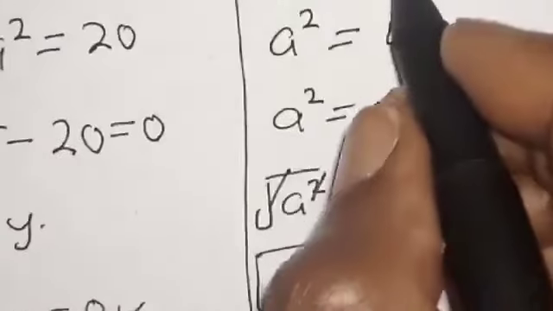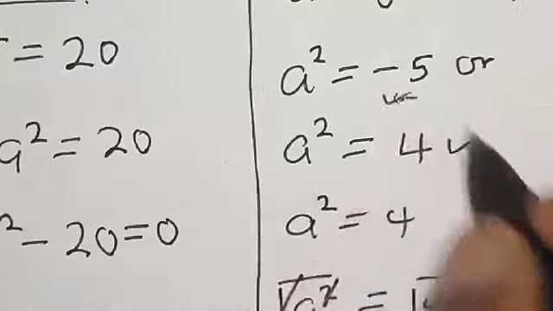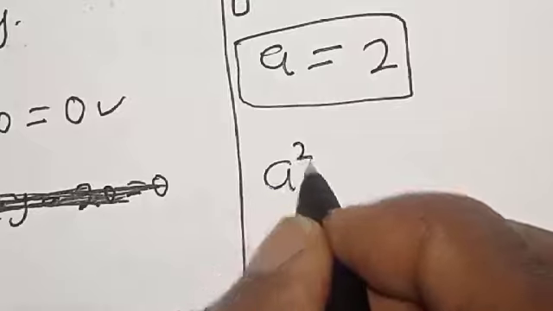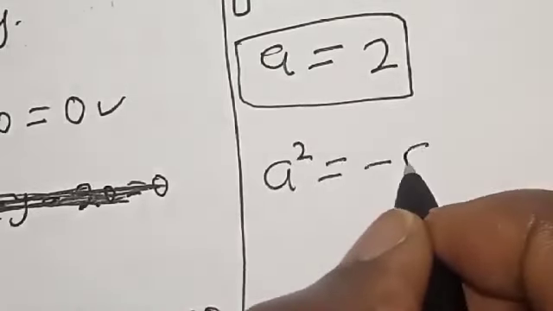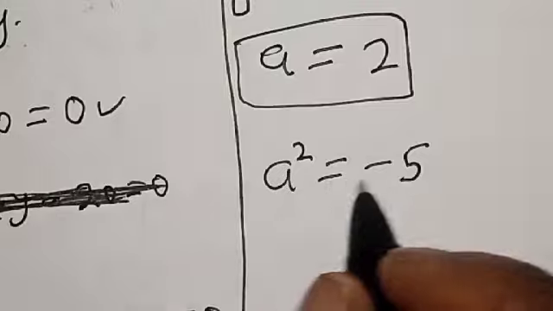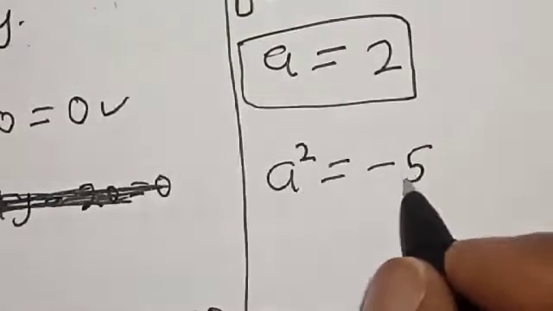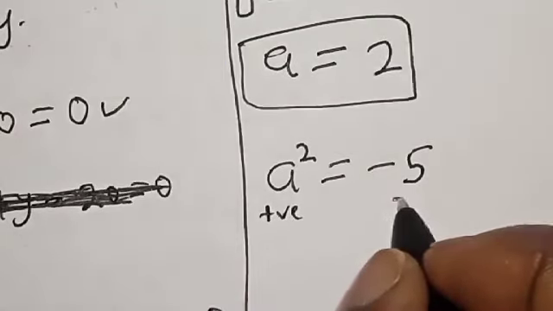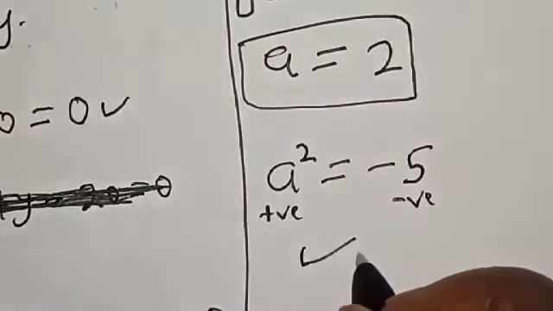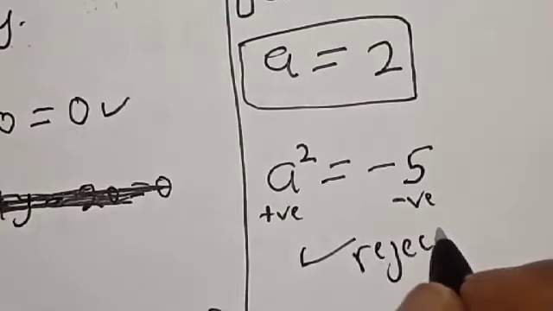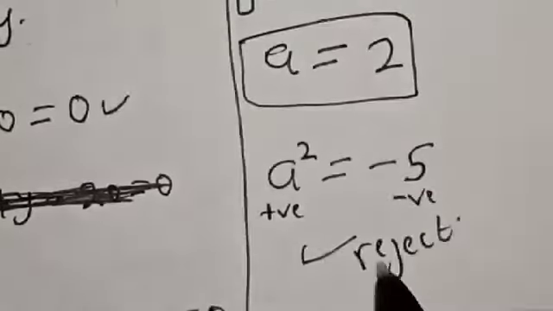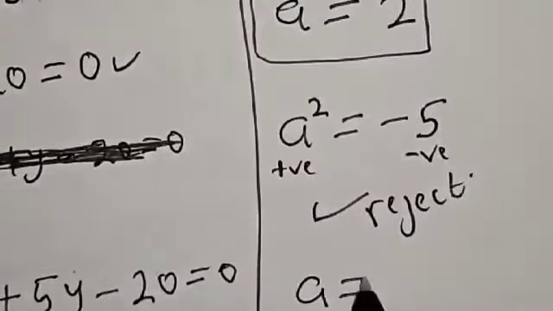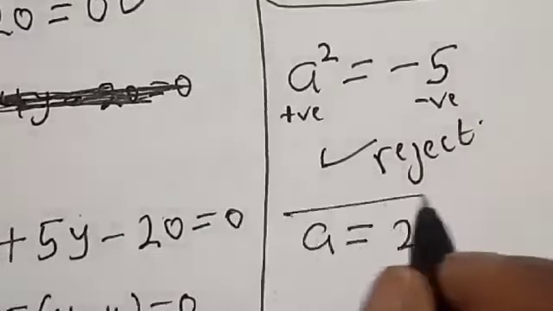Then for this second case, a square is equal to minus 5, but a square cannot be negative. This is positive and this is negative. Then we reject this because it's a false statement. The only real solution we have is a is equal to 2. That is our final answer.